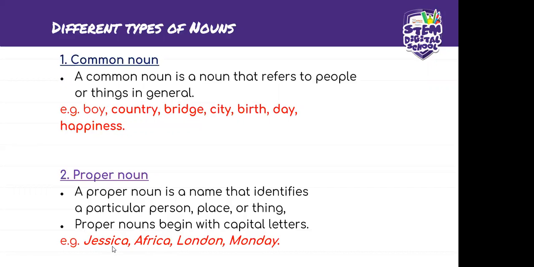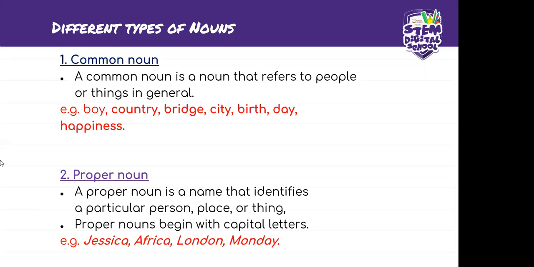Here you will realize that Jessica is the name of a particular girl. Africa is the name of a particular place. London is also the name of a particular place. Monday is the name of a particular day. So these are proper nouns. They identify a particular person, place, or thing, and we always begin to write them with capital letters.